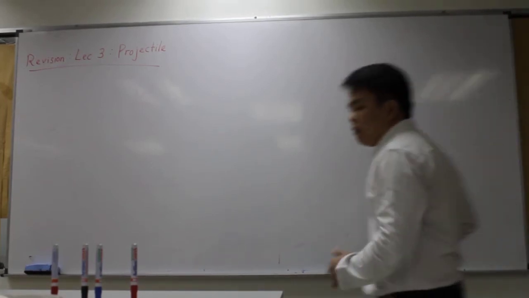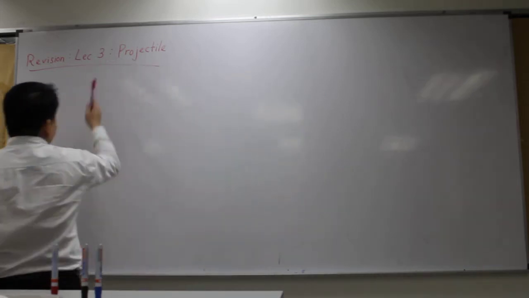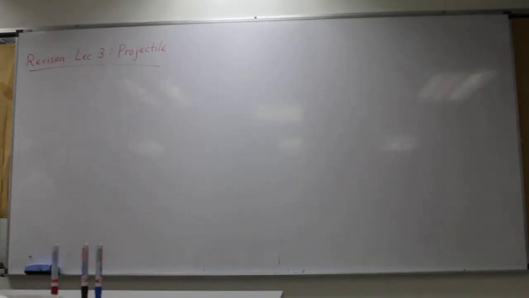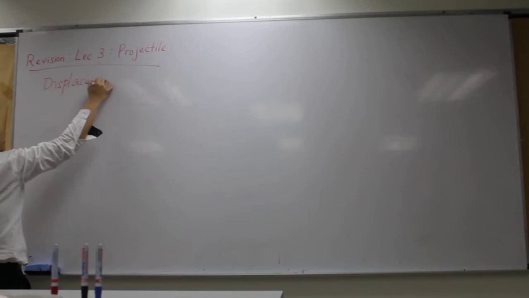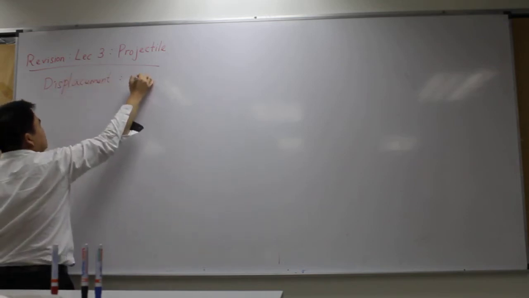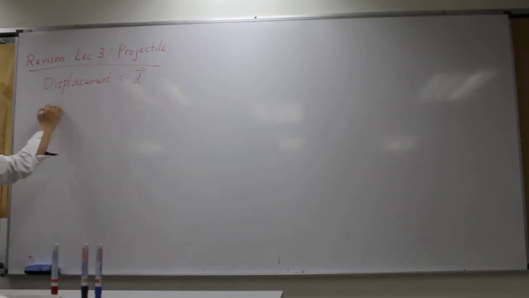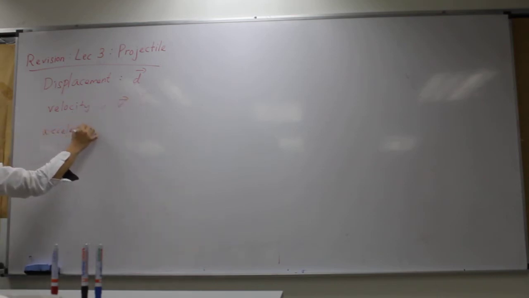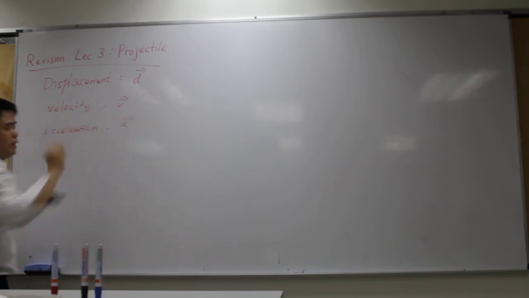Okay, good morning. Right now, I will give you the revision on lecture 3, which is projectile motion and also some other motion. Basically, in this lecture, we cover, first, displacement, or sometimes distance, it depends whether it's a vector or scalar quantity. So displacement is, maybe I put it as d or s, up to you, and velocity, which is v, and the last thing, which is acceleration. And for acceleration, a, let's say.